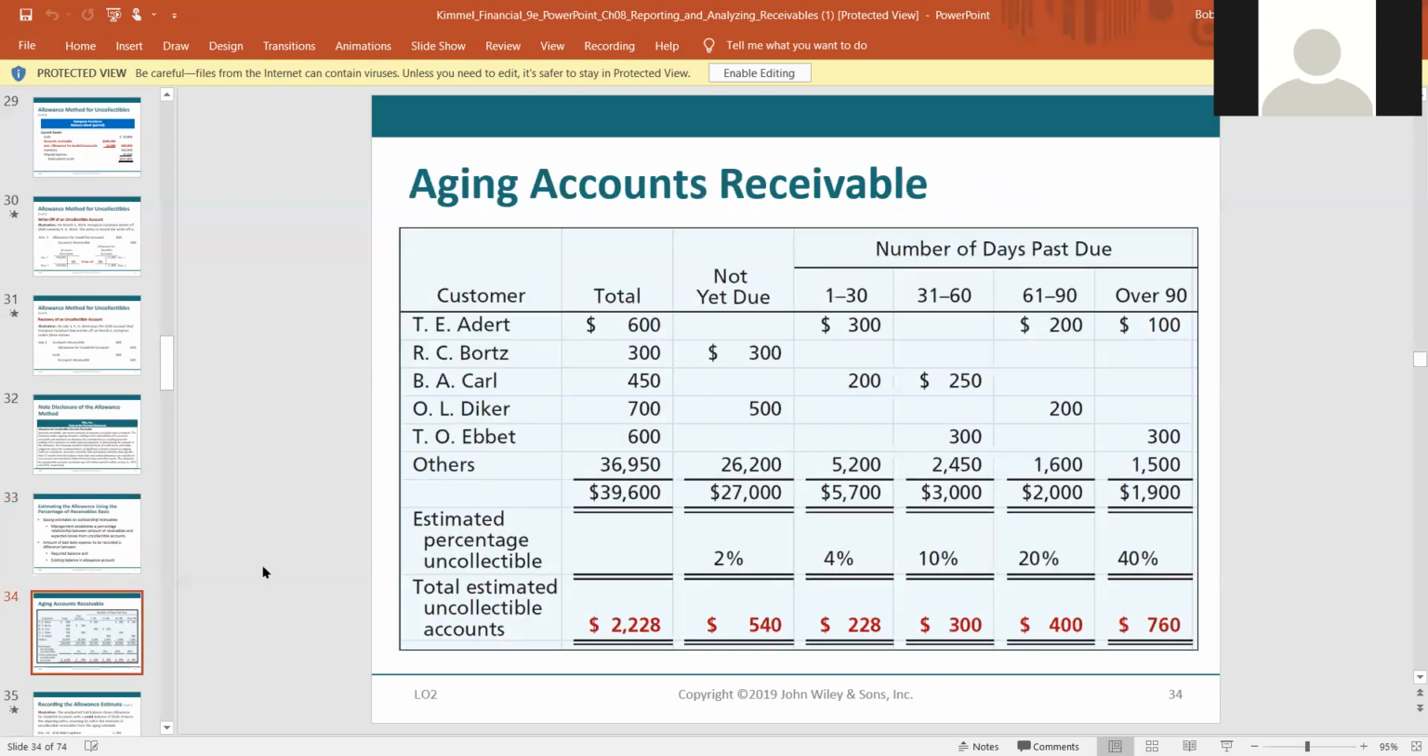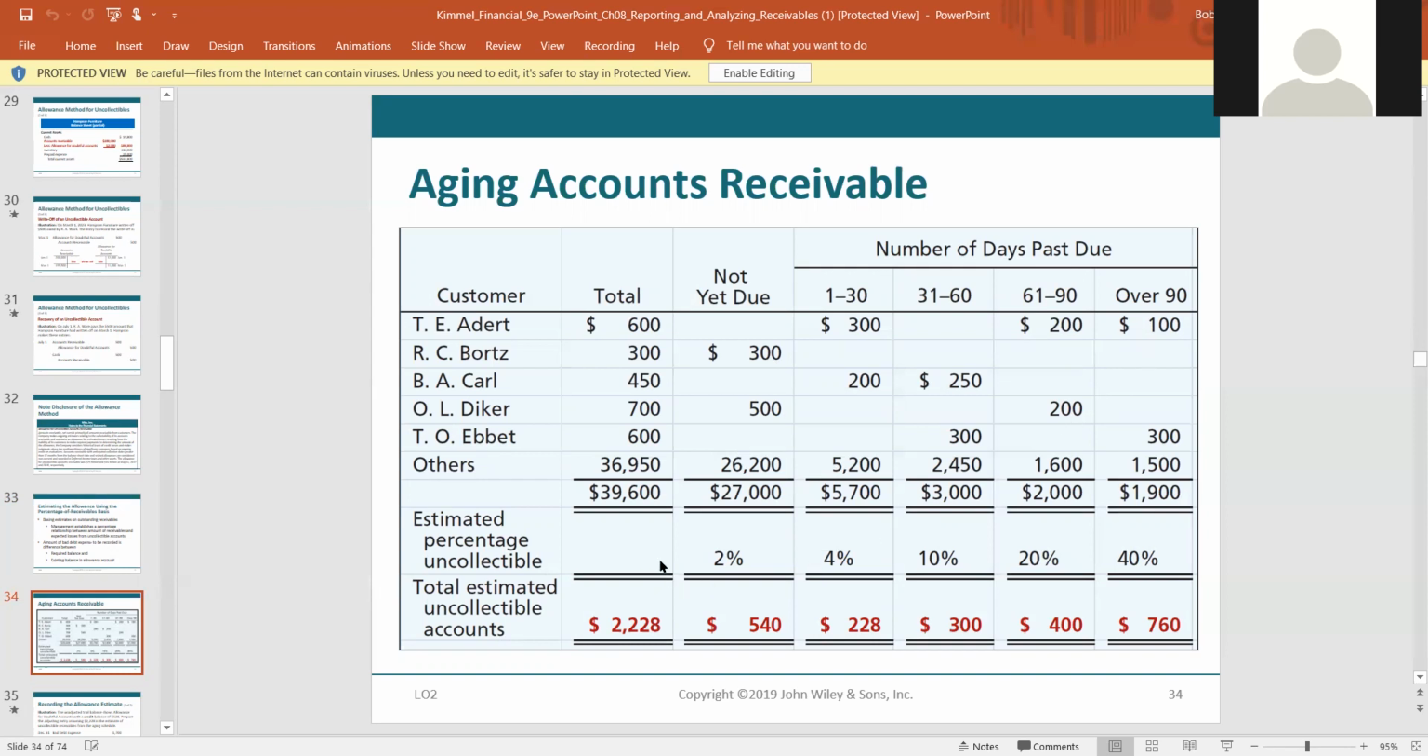All right, let's look at our accounts receivable aging. We have an aging with a total of $39,600. Of that amount, $27,000 is less than 30 days old. It's not due yet. Then some of it lapses out to 1 to 30. Others go out to 31 to 60, 61 to 90. So there are some people who haven't paid us for over 90 days.